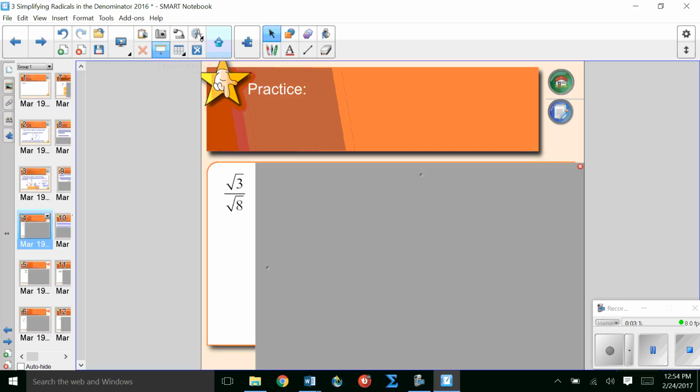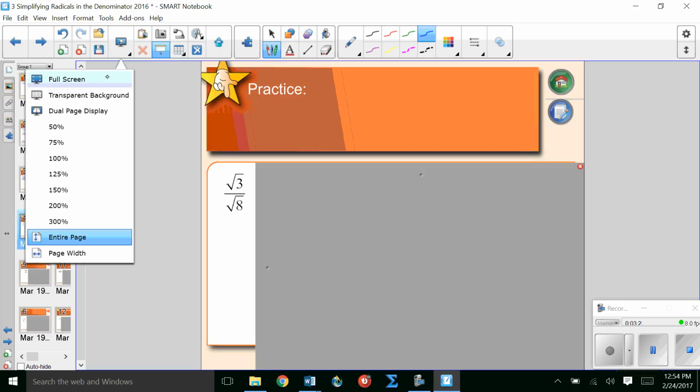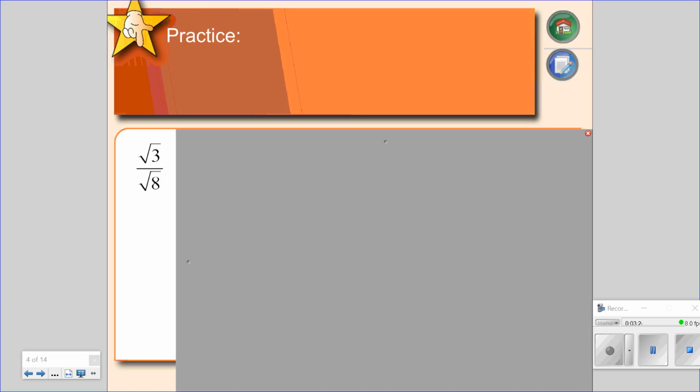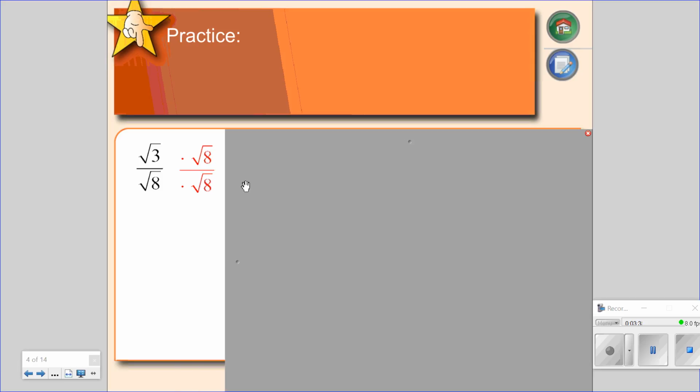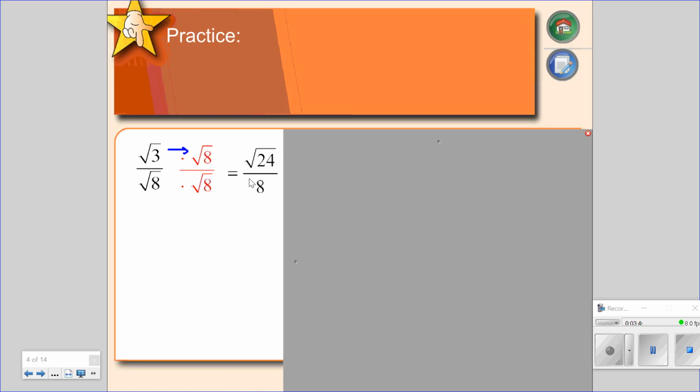All right, so let's take a look at another example practicing this. Here we have the square root of 3 over the square root of 8, and we want to get that radical out of our denominator. Whatever radical's down there, we're going to multiply both top and bottom by that. So in this case, we're multiplying numerator and denominator by the square root of 8, so square root of 8 over square root of 8. Up top, the square root of 3 times the square root of 8 will give us the square root of 24. And on the bottom, this should simplify just to an 8.